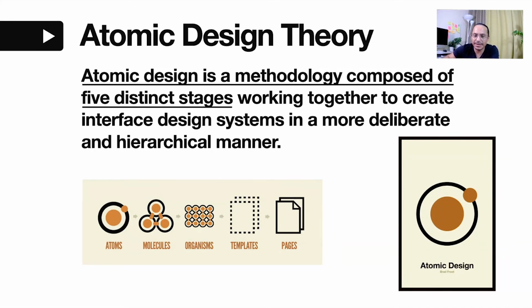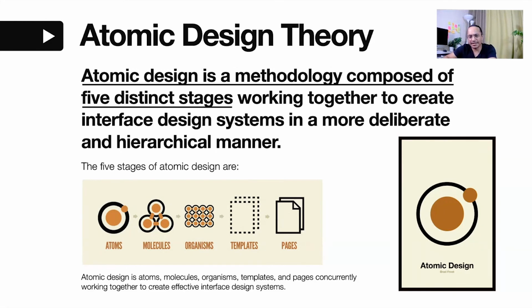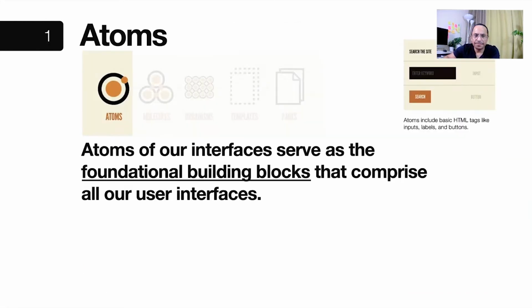Okay, so now atomic design is a methodology composed of 5 distinct stages working together to create interface design systems in a more deliberate and hierarchical manner. So we'll understand that. These are the 5 stages. This is mostly specific to web pages, but it can also be used for building any kind of system, right? So let's understand this. What are atoms?